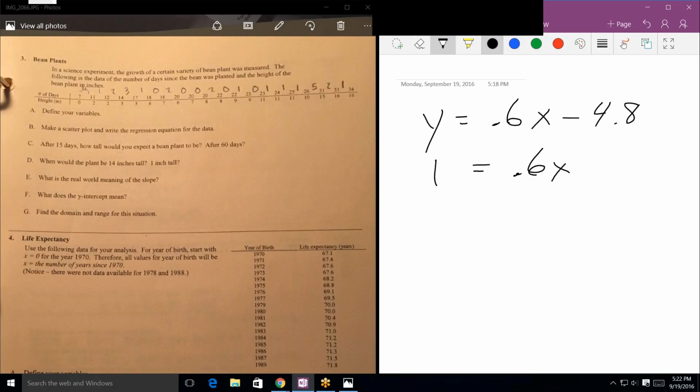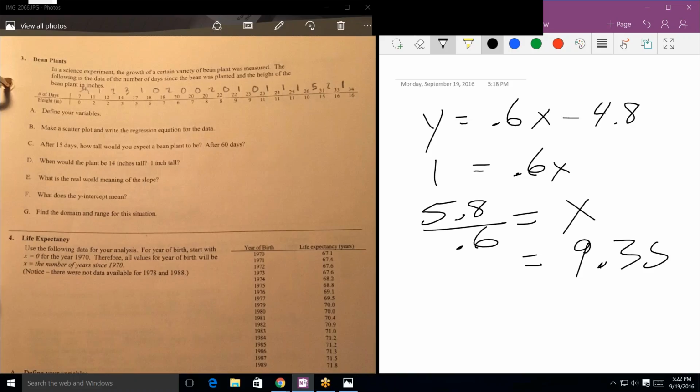Yeah, that's what I got, that it's going to be 1 inch tall somewhere in here. I mean, you might think you could look at these data points and automatically say that it's 9, but not necessarily. What does this give you? You get 5.8 divided by 0.6, pretty close to 9. Whatever that number is. What'd you get for it? 9.35.